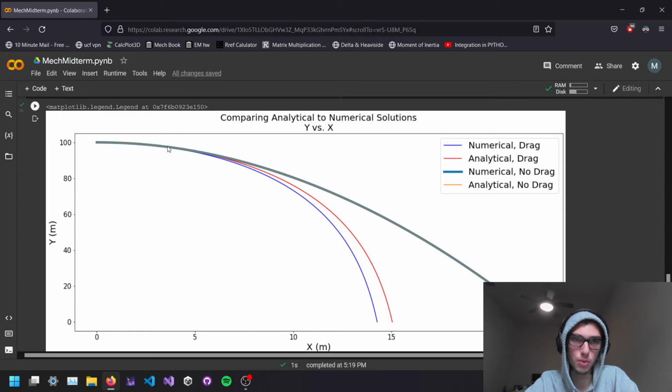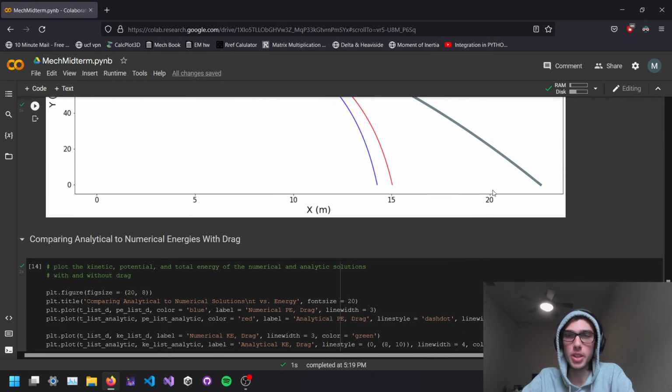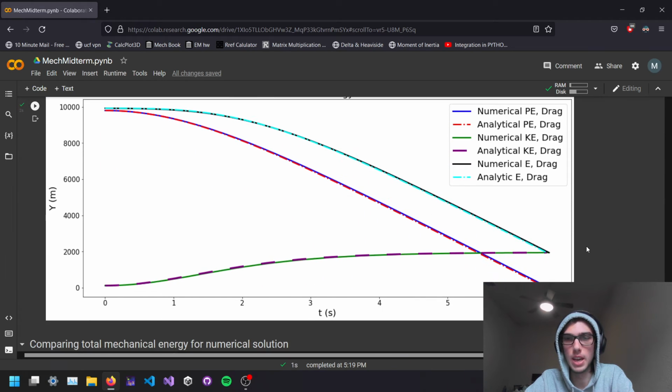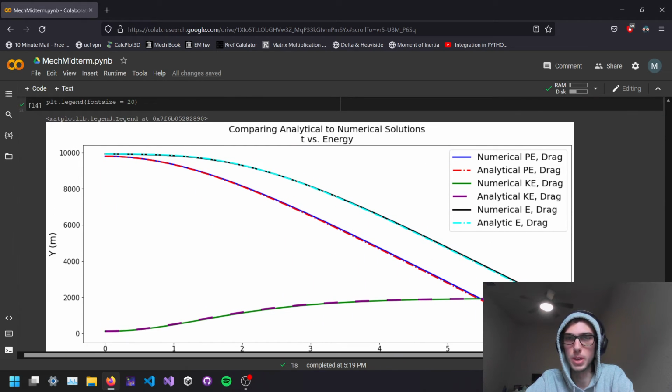And then, of course, for the without drag, we expect the analytical and numerical solution to be pretty much exactly the same because no approximations are being taken. They should just be doing the exact same thing, which they are. So now we can start analyzing the energies with respect to time.